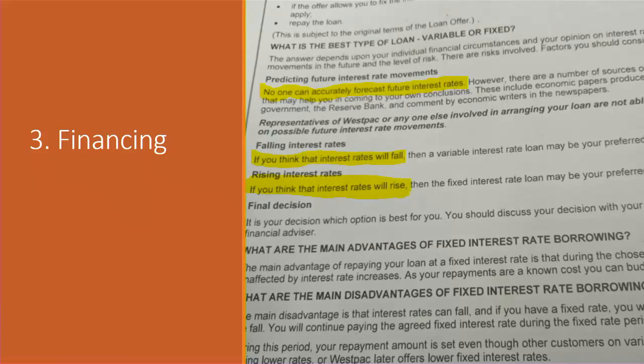And there's other wonderful language in it, basically saying no one can accurately forecast future rates. If you think they'll fall, maybe do this. If you think they will rise, maybe do this. Take advice. But actually nobody knows. I thought it was a good way to frame up this example of making a decision about home ownership and the implications of that in relation to finance.